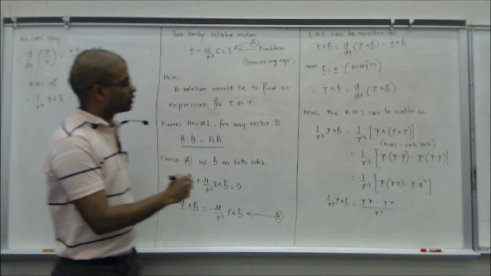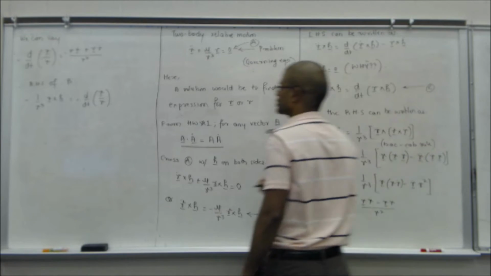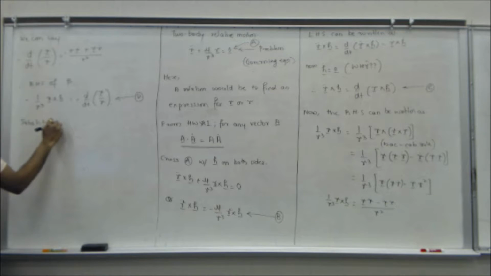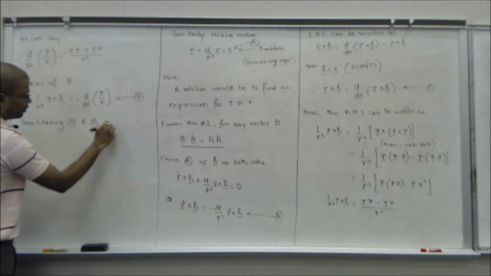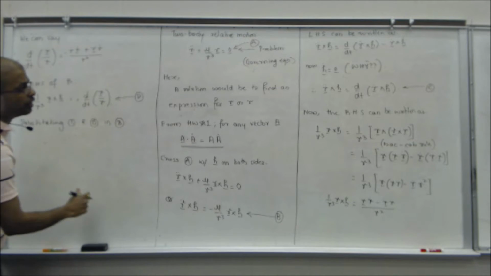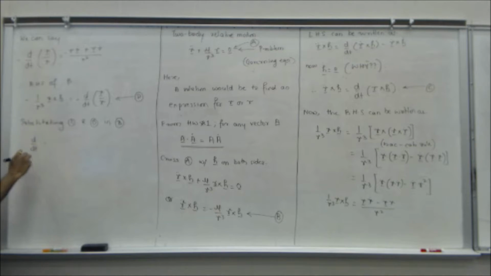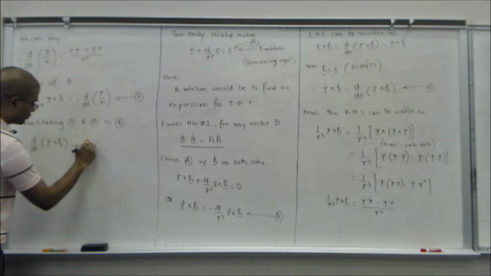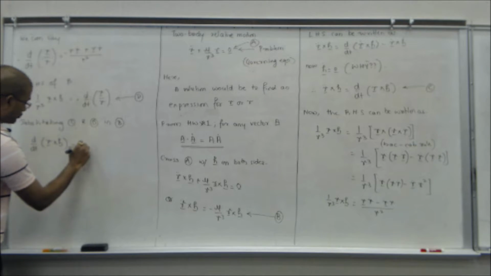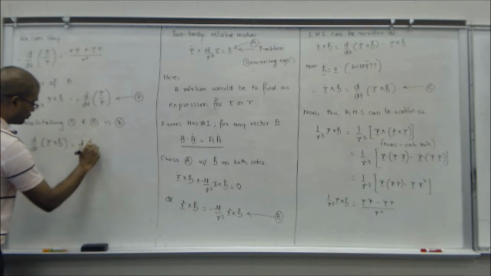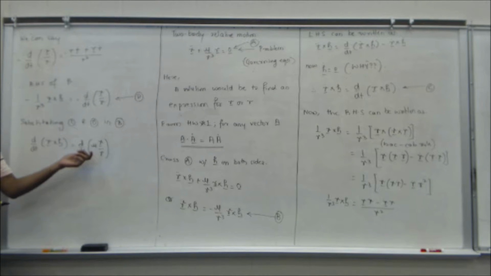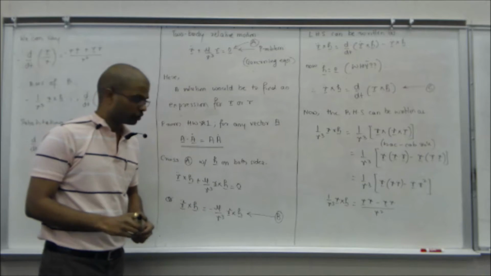We have, this was C, and let's call this D, substituting C and D in B. What you are going to get is d over dt of R dot cross H is equal to minus d over dt of mu R over R. Mu is just a constant, so you can always take it out. If you add it in the derivative, it is not going to make any difference.